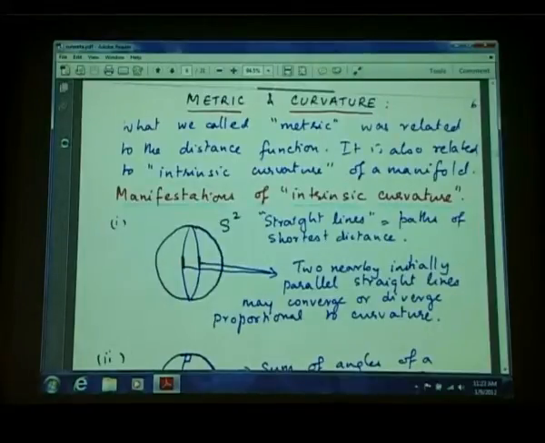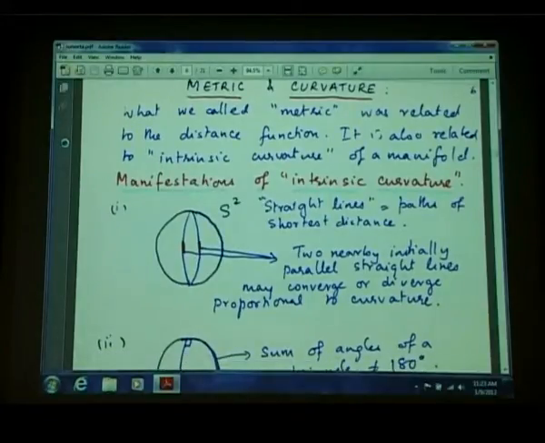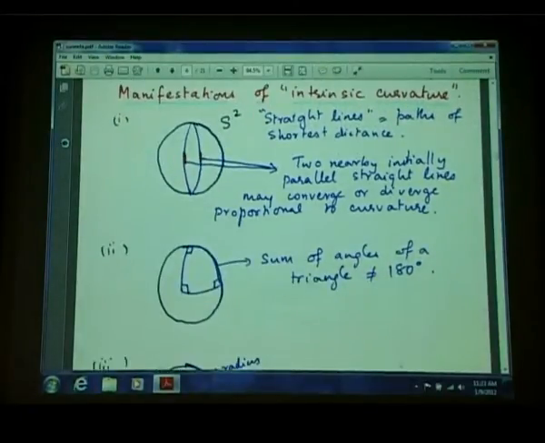What we call metric was really related to the distance function, but it turns out that it's also related to the intrinsic curvature of a manifold. Intrinsic curvature has a very precise definition, and there's no time to go into that, so I'll just try to give you a rough idea of what it is. There are many manifestations of intrinsic curvature.